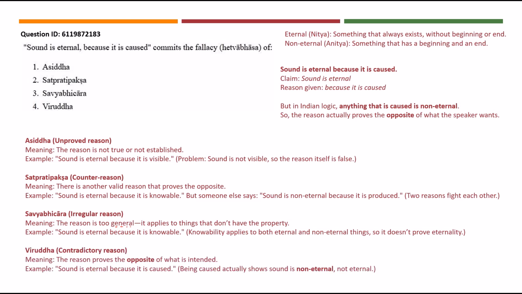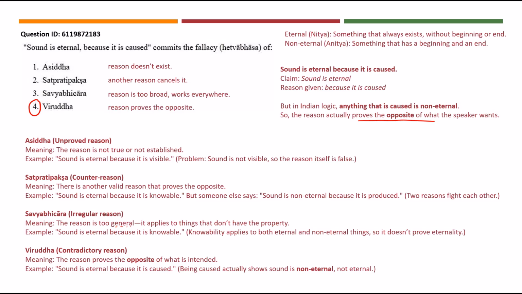What about the fourth one? It is viruddha, contradictory reason. This is what they say here. It proves the opposite of what the speaker wants. The reason proves the opposite of what is intended. Sound is eternal because it is caused. Being caused actually shows sound is non-eternal and not eternal. Option number 4, viruddha, will be the right answer. So it is the contradictory reason. So asiddha means the reason doesn't exist. Sat pratipaksha means another reason cancels it. Savya bhichara means the reason is too broad and it works everywhere.